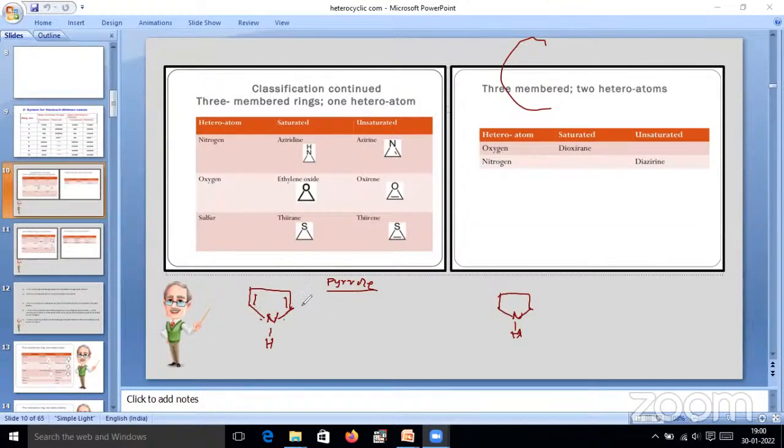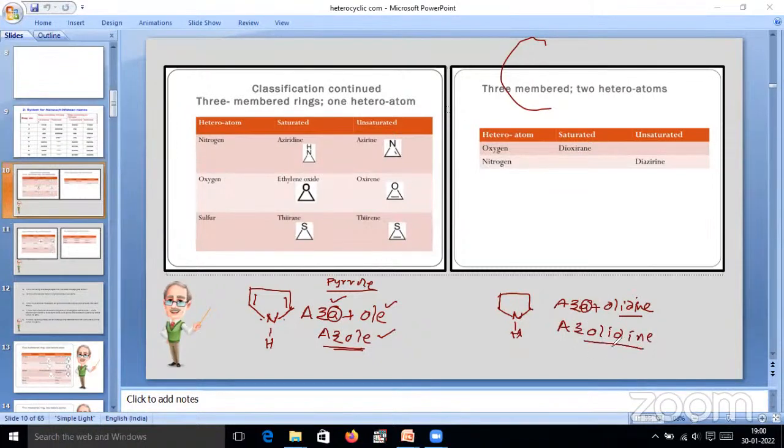Next one is azolidine. Aza plus OLE, so you can delete this letter. Azole is the IUPAC nomenclature. Aza is the prefix, and the suffix is part of the word root plus suffix. So you can remove this one. Azolidine is the IUPAC nomenclature for this one.